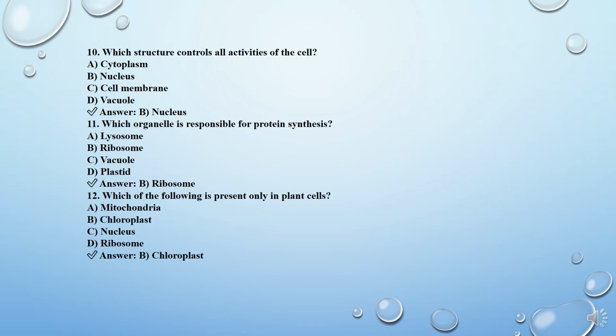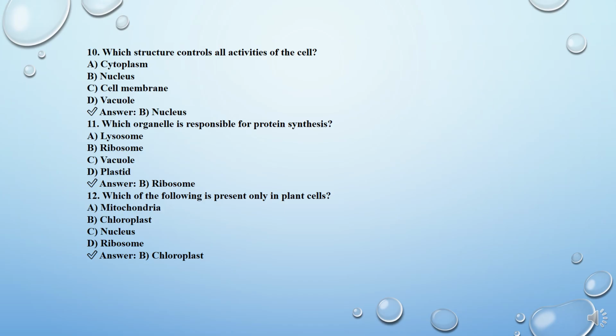Question number 10. Which structure controls all activities of the cell? Yes, it is the nucleus. Like our brain controls all the activities of our body, in the same way the nucleus controls all the activities of the cell. Which organelle is responsible for protein synthesis? Lysosomes, ribosomes, vacuole, plastid. The correct answer is ribosome.